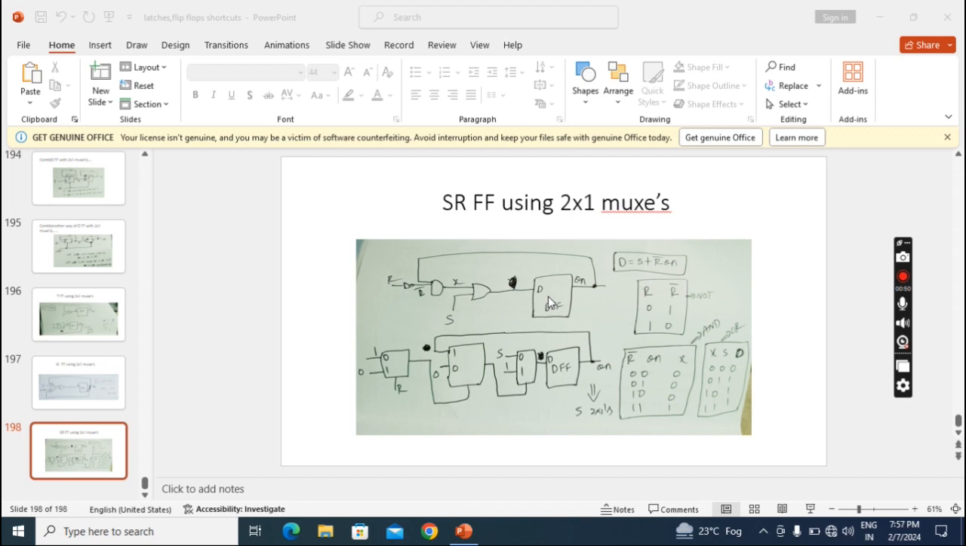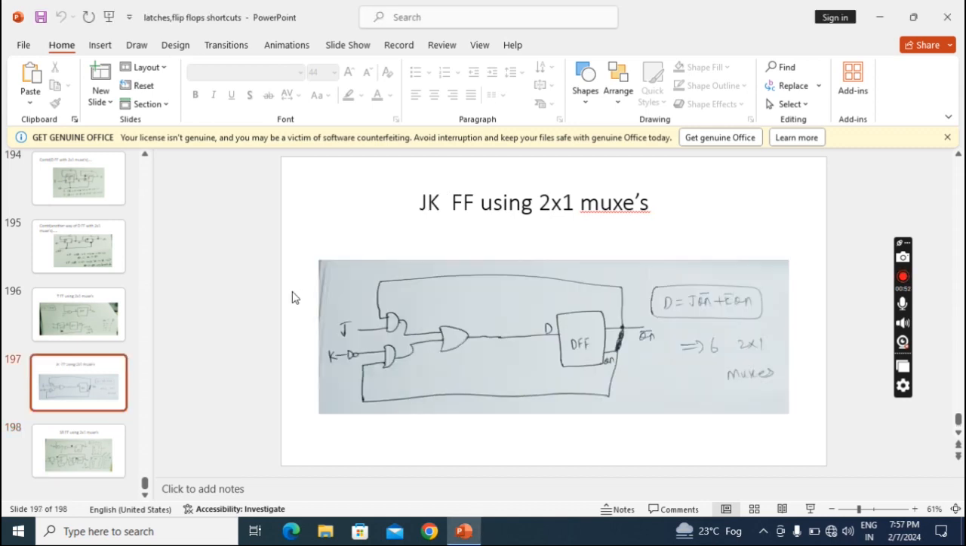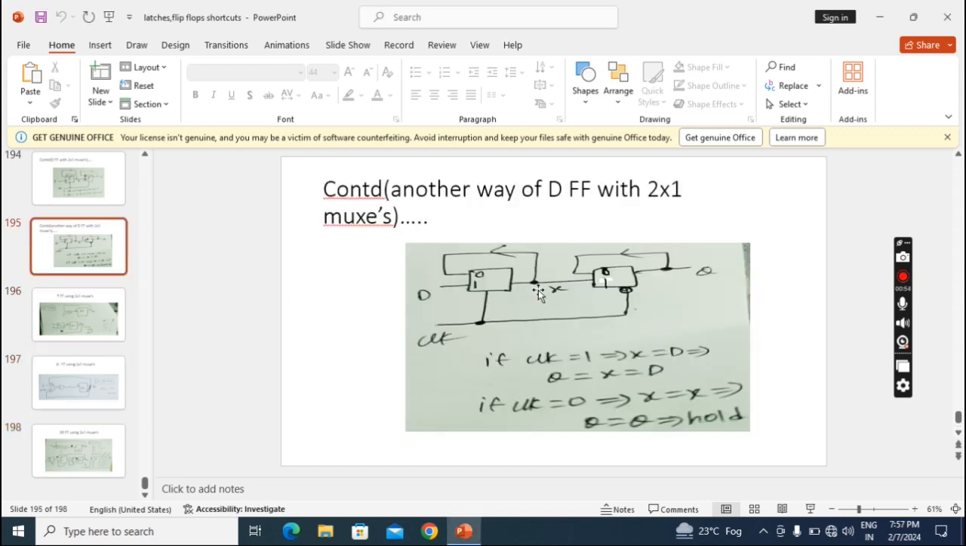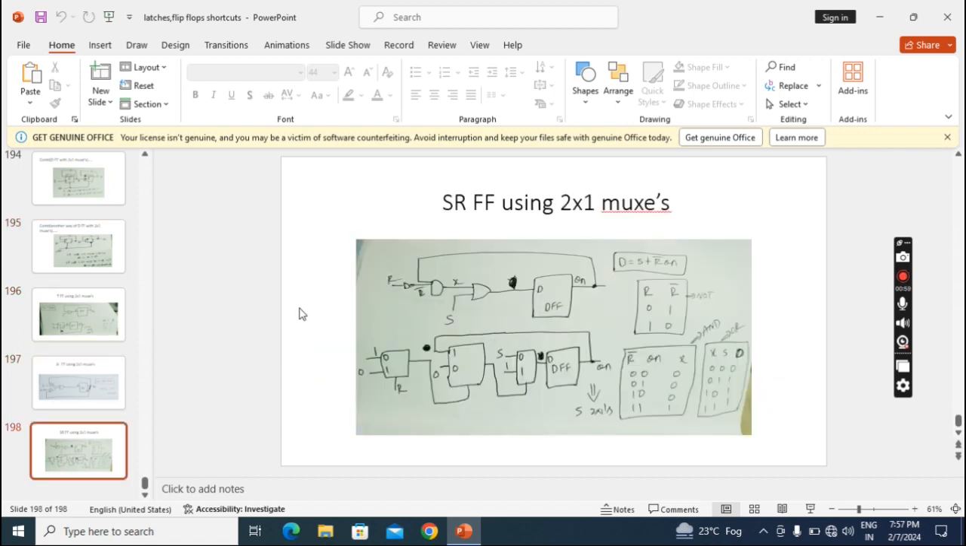So this D flip-flop contains 2 multiplexers. This is the equivalent diagram. That box is this diagram. So this is the easiest way of implementing SR flip-flop using 2 by 1 multiplexers.